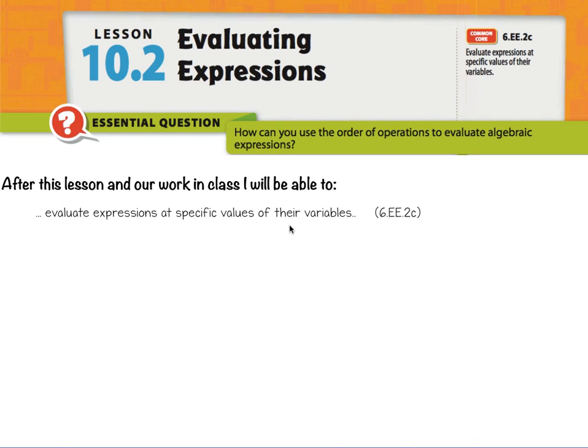Welcome to Module 10, Lesson 2, Evaluating Expressions. Today we're going to talk about how to evaluate an expression at a specific value of a variable. All right, so here we go.